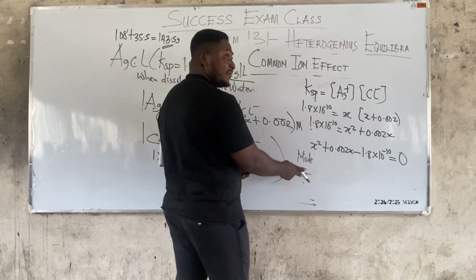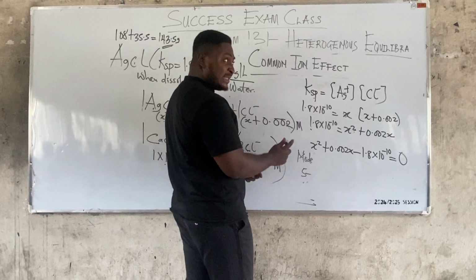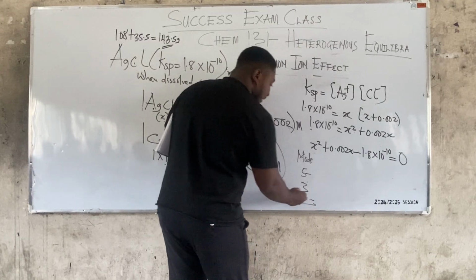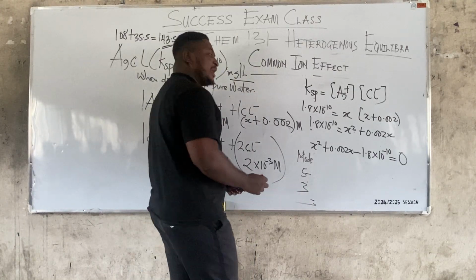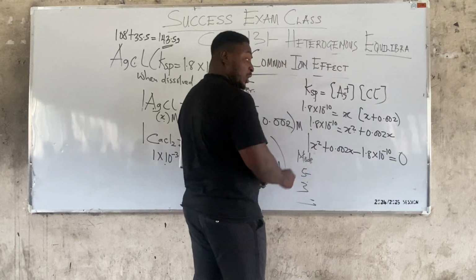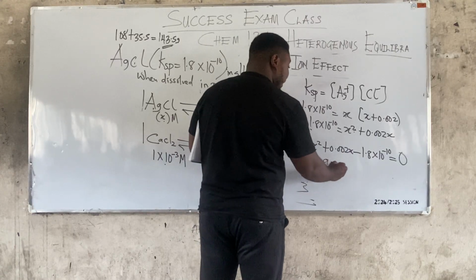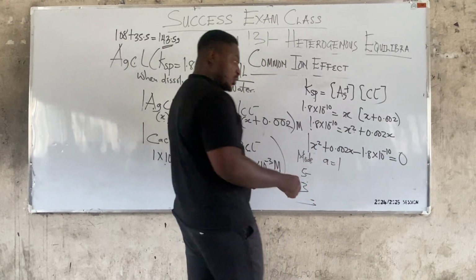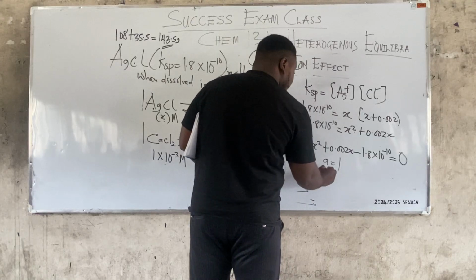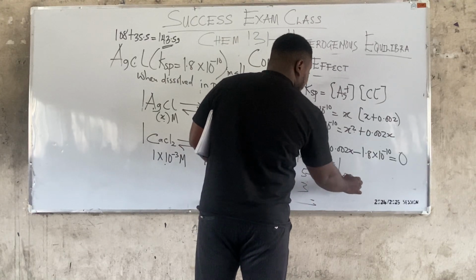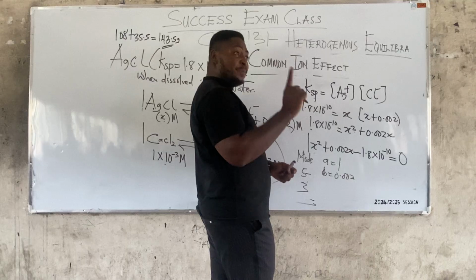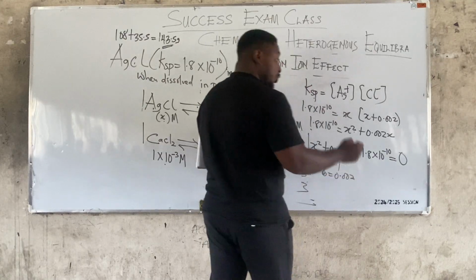Press mode, then press 5 for equation. When you press 5, what will you press for quadratic? You press 3 for quadratic. It will not ask for A. A is the coefficient of x squared, which is 1. You press 1 and press equal to. Now B is 0.002, you press equal to.